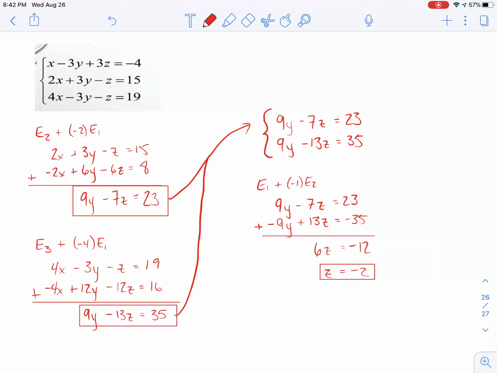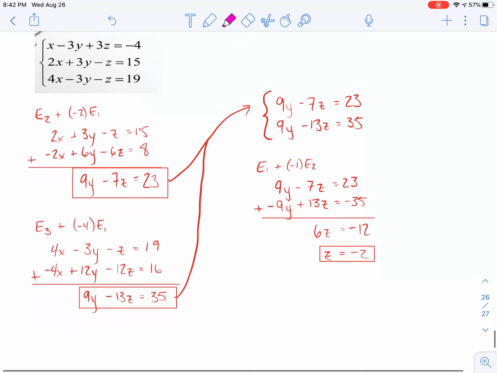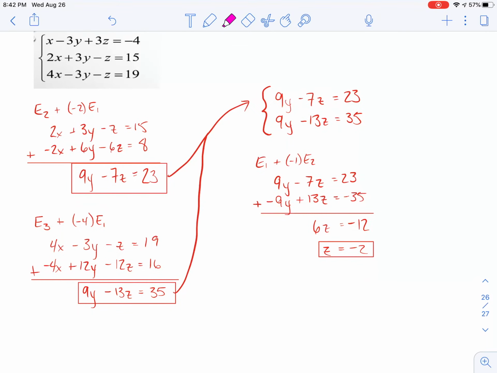Okay, I want to substitute that back into one of my two equations in my system of two. It doesn't matter which one, I'm going to do whichever I think is simpler, so we're going to use the first one. So I'm going to have 9y minus 7 times negative 2 equals 23, which is really going to be 9y plus 14 equals 23. So when I subtract 14 from both sides, I'm going to have 9y equals 9, or y equals 1. I now have my second of three parts for this solution.